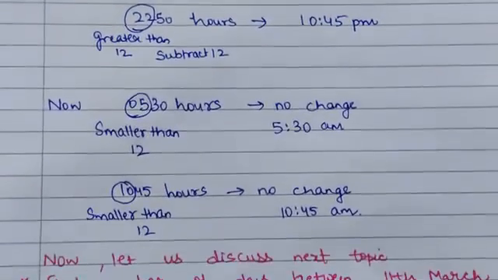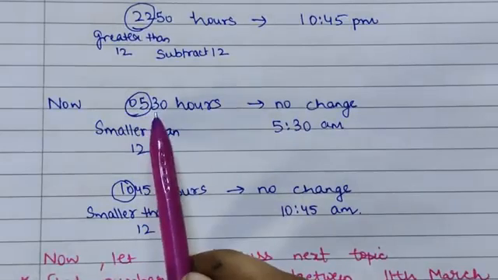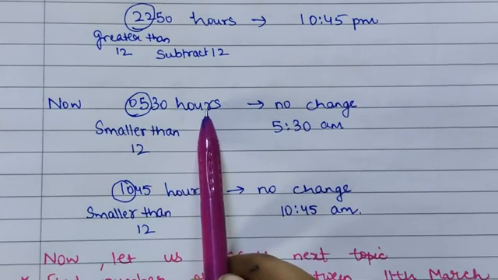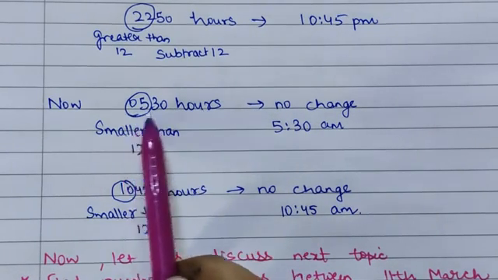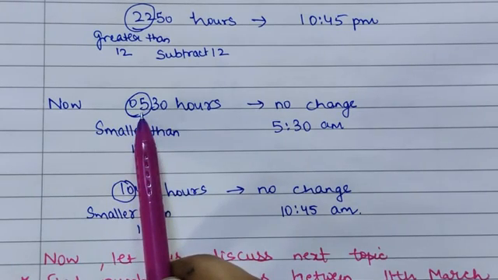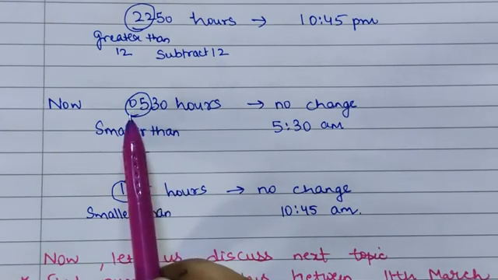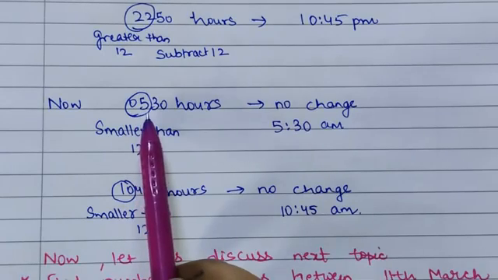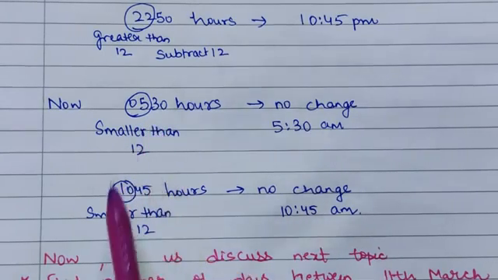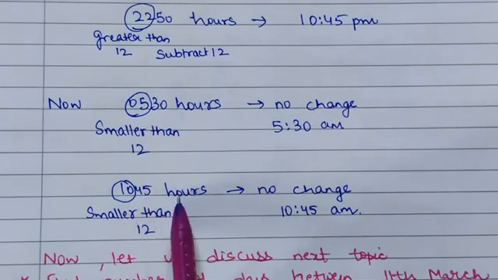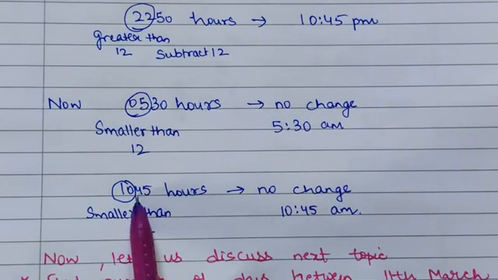Now if 05:30 hours we have to convert, this is smaller than 12. So I told you there will be no change. It will be 5:30 AM. Here also 10:45 hours is less than 12, no change. So simply write 10:45 AM.